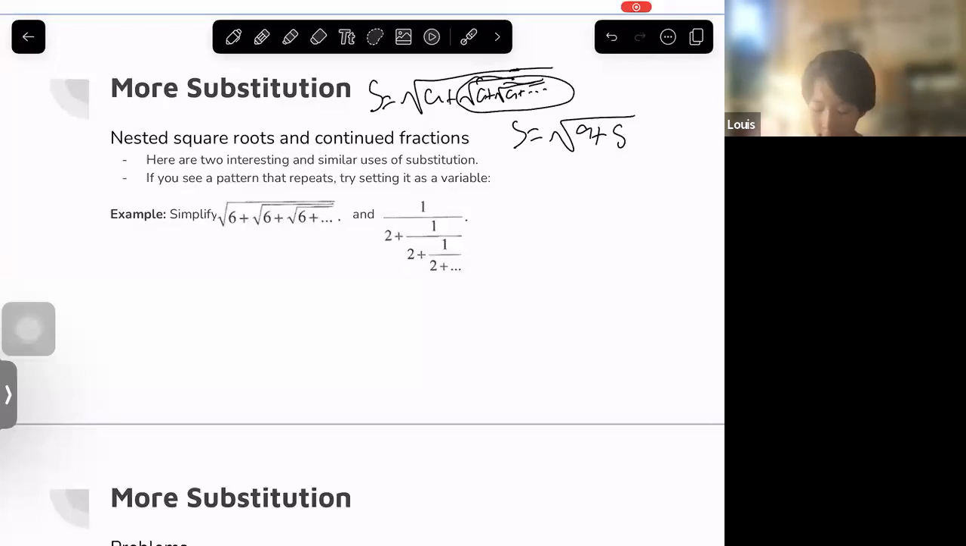And it's the same for continued fractions. I'll give you guys a minute to solve this problem.